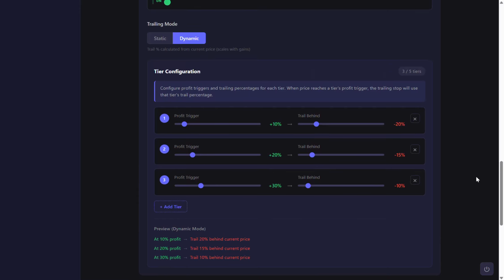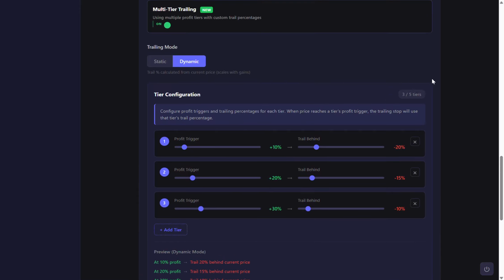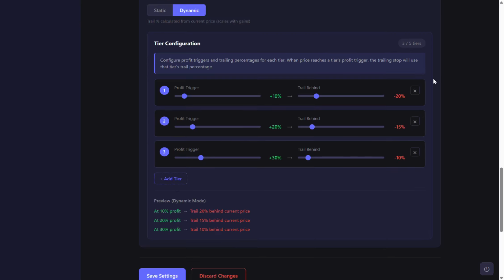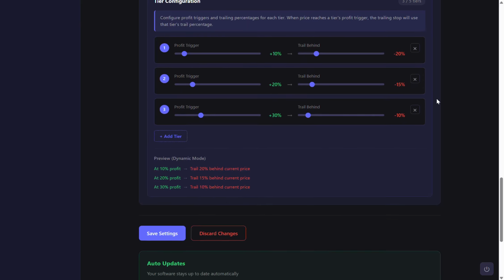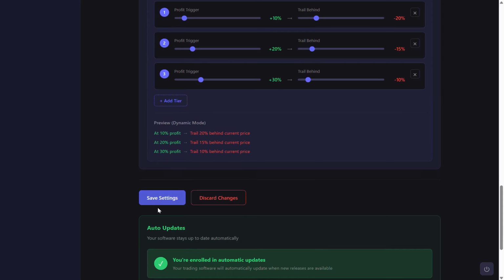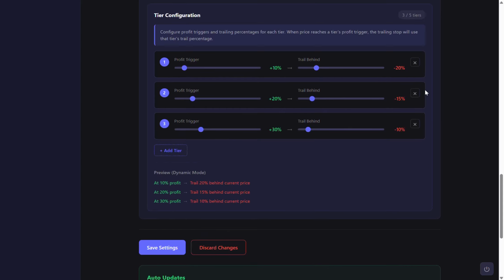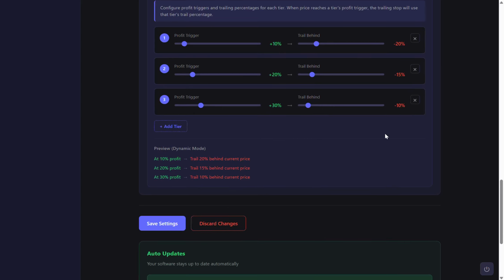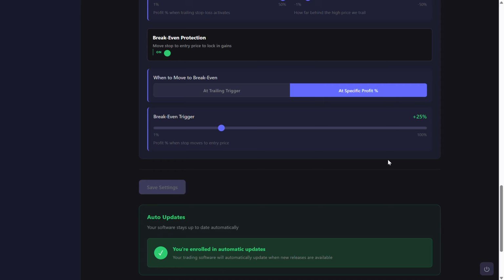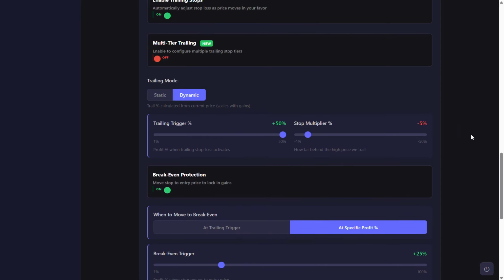So a friendly reminder that no matter what settings you choose, nothing is going to go into effect until you push save settings, okay? If you don't push save settings, it will all revert back to whatever it was as soon as you leave the page. So if you're messing around and you want to save it, push save settings. Okay. If you're adjusting things and you decide, you know what, I don't want that, discard changes, no harm, no foul. You're back to where you started.